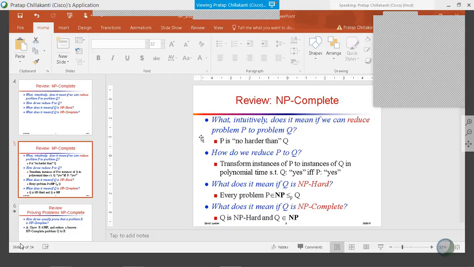And then you will be able to transform when you're reducing one problem to another problem. As the definition says, the transformation itself of an instance of P to Q can occur in polynomial time. If you want to transpose a given problem to another domain and it takes more time, non-polynomial time, it's no good. We need to be able to transpose it in polynomial time.